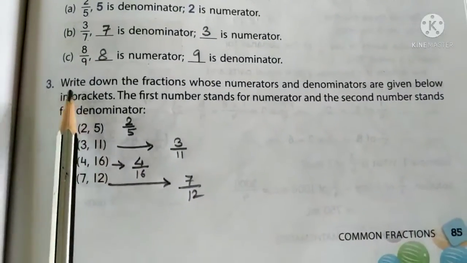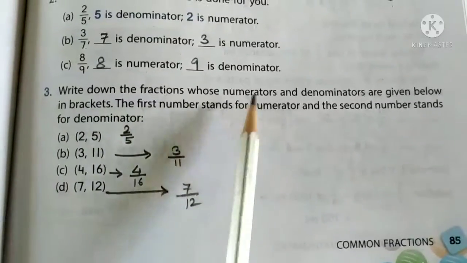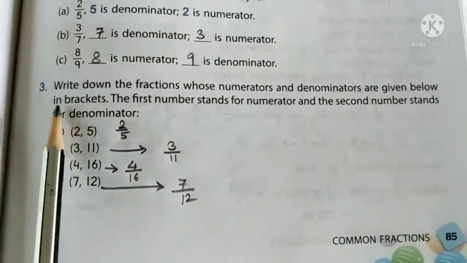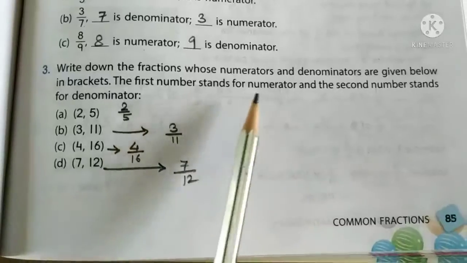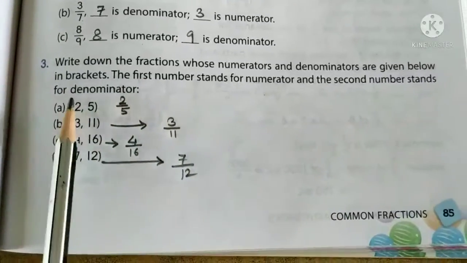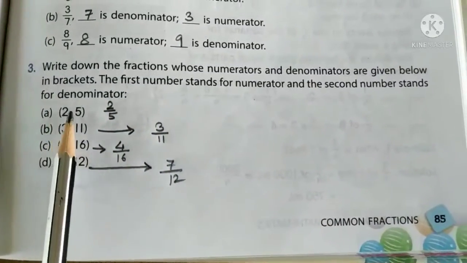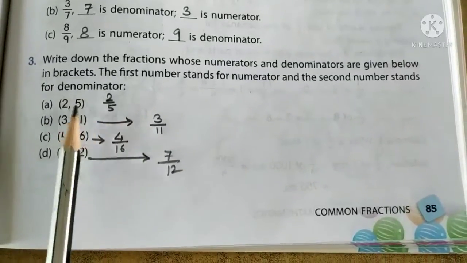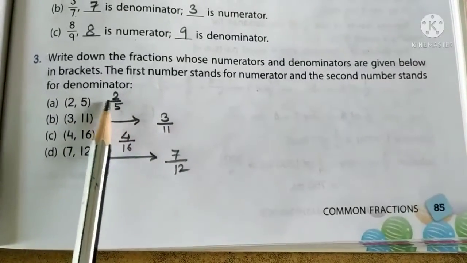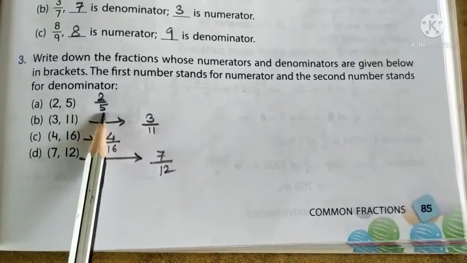In the third question, you have to write down the fractions whose numerator and denominator are given in the bracket. The first one stands for the numerator, the second one stands for the denominator. First is 2 by 5. Here 2 is the numerator, 5 is the denominator. So 2 is written above the fraction bar, 5 is written below it.